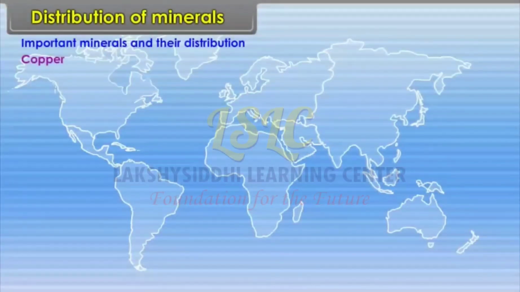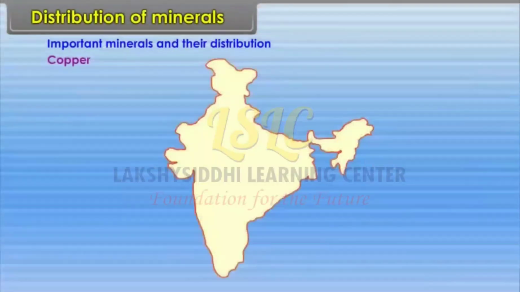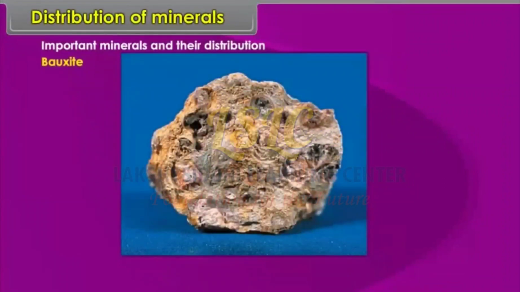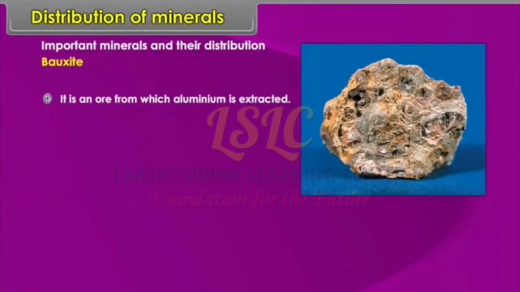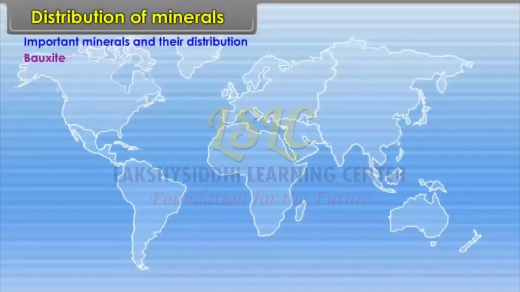Location: World: Chile, USA, Canada, Poland, Russia, Georgia, Armenia, Congo, and Zambia. In India: Jharkhand and Rajasthan. Bauxite. It is an ore from which aluminium is extracted. It is used for making aeroplanes, machine tools, utensils, packaging, construction, and electrical materials. Location: World: Australia, Guinea, Jamaica, and Brazil.